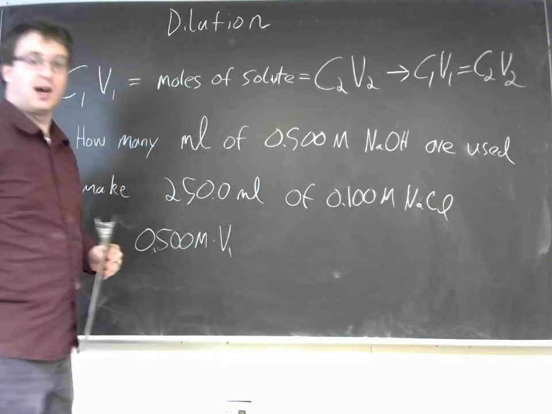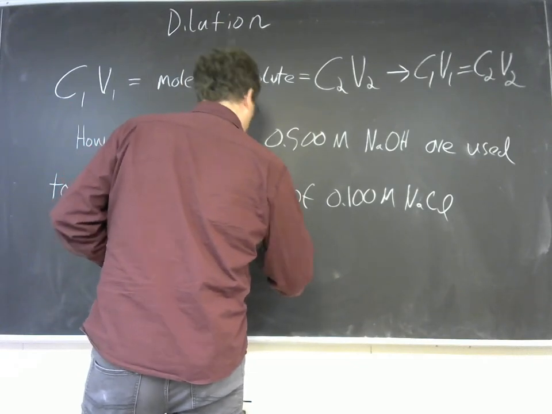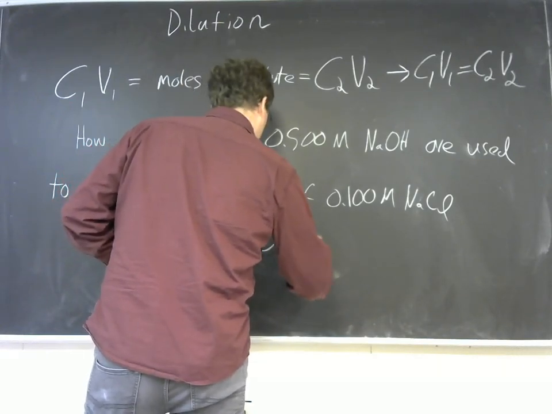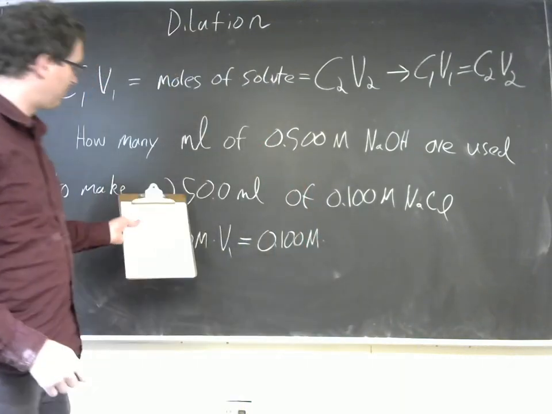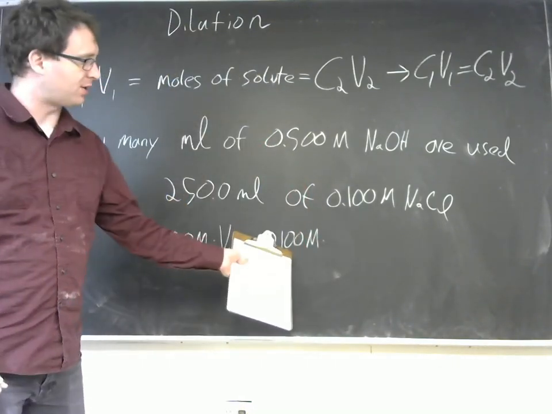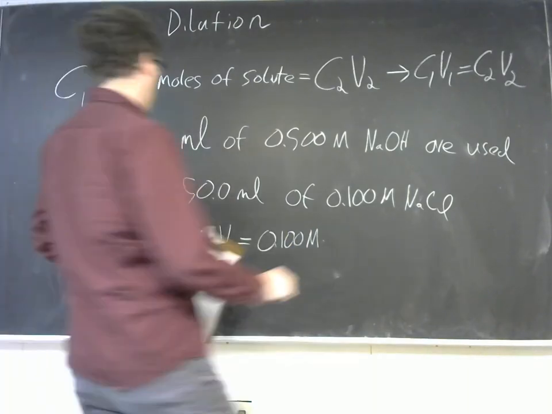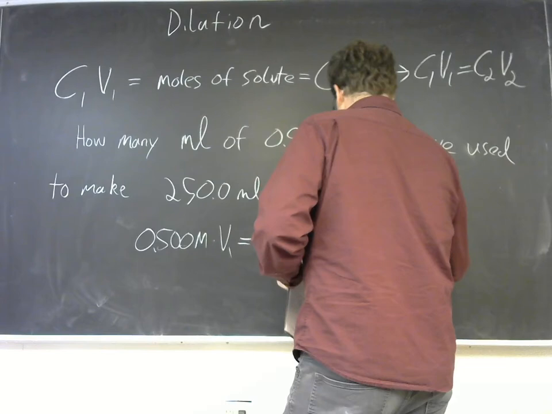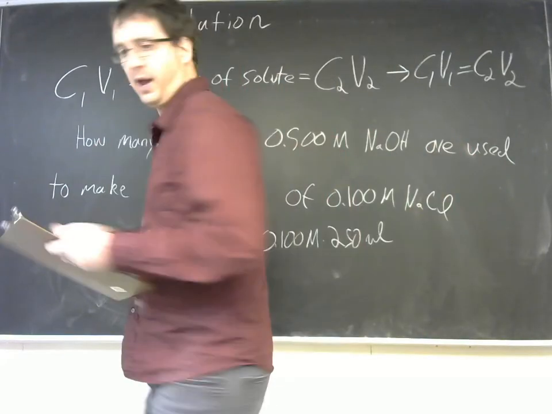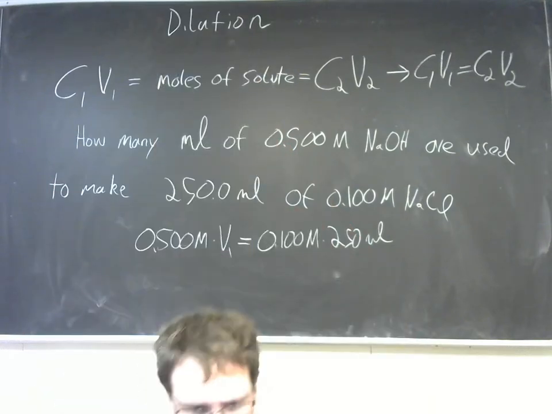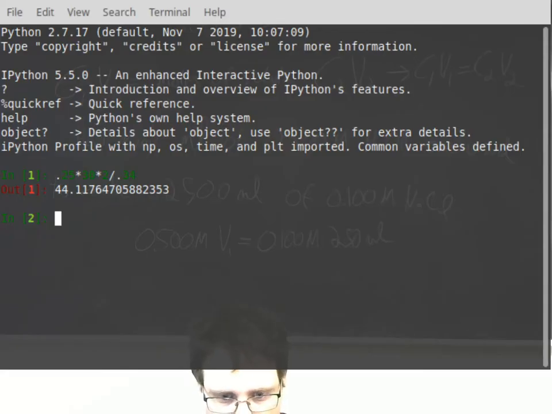V1 is the unknown. C2 is 0.100 molar. And V2 will be our target volume. So this is our target concentration and our target volume of 250 milliliters. I actually didn't solve this ahead of time, so give me half a sec. Here, I'll let you see me do it.